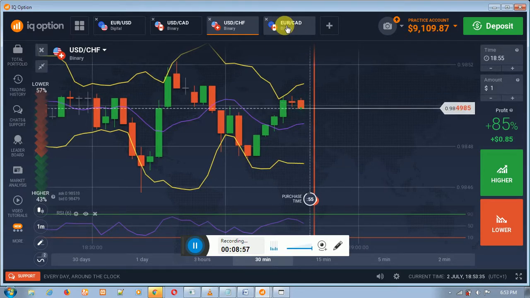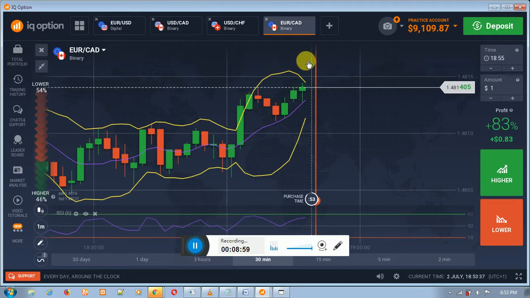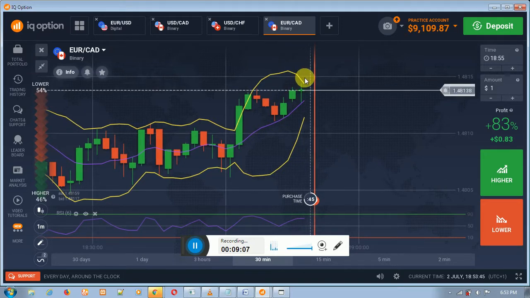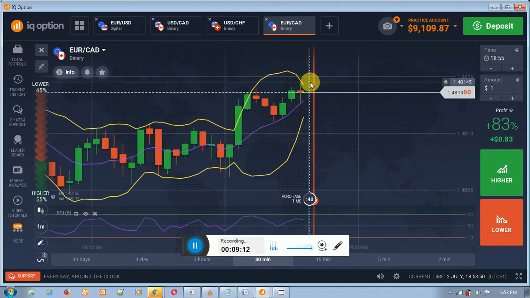See this, the upper Bollinger Band is close here. After this, I'm expecting it to move down, but let's see what is going to happen. It's a 1 minute candle, which we call the 60 seconds reversal strategy.